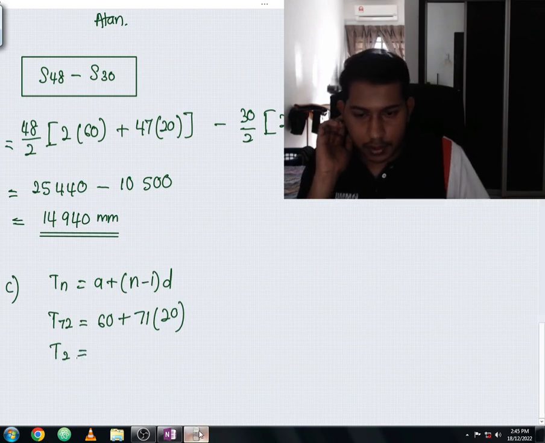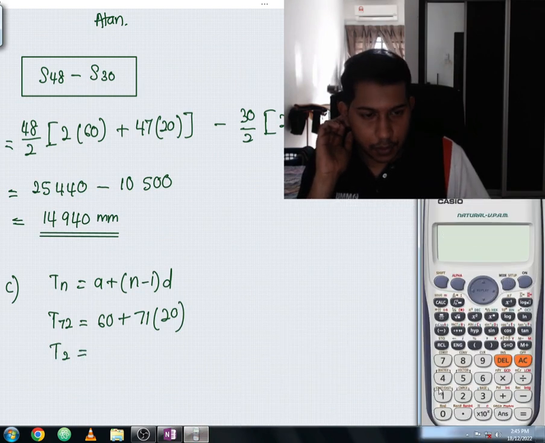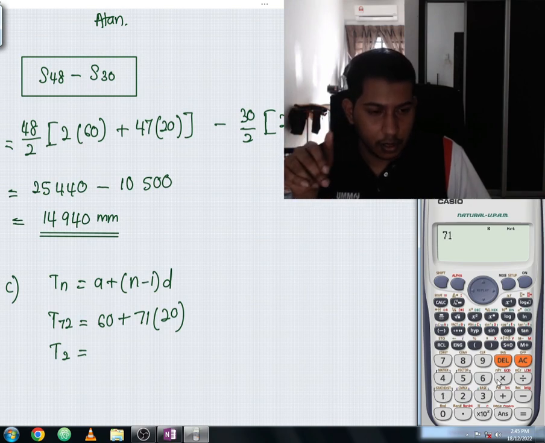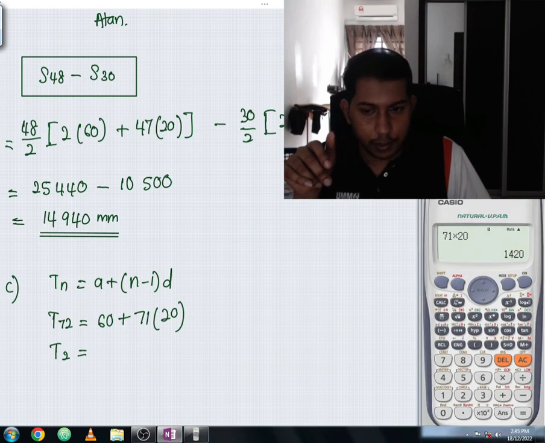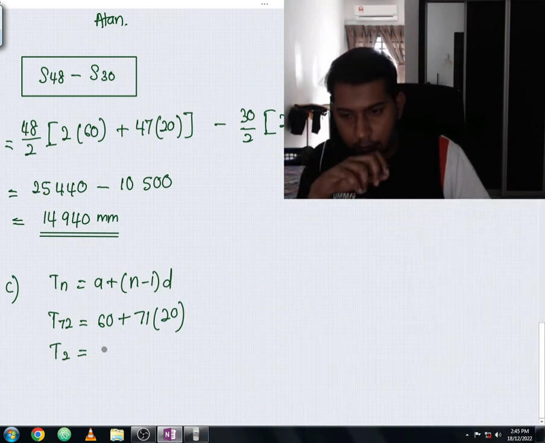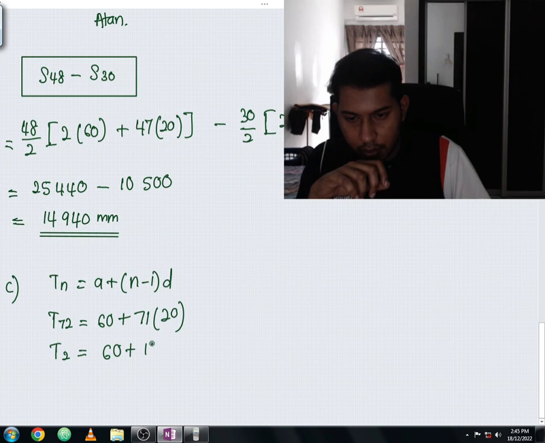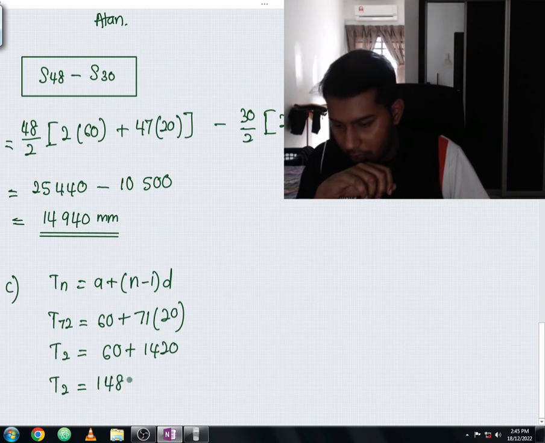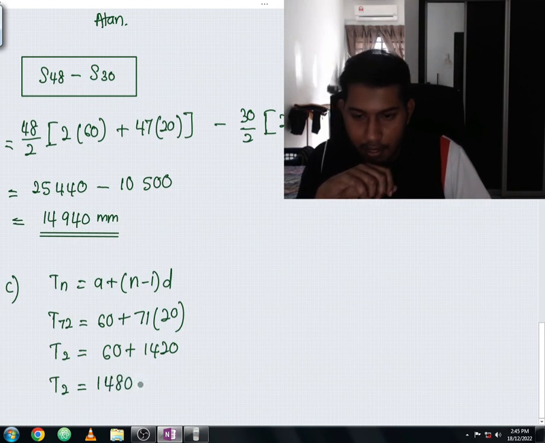Okay, calculate this. So in this case 71 times 20, oops, I didn't notice the 7 didn't appear. Okay, 71 times 20, 1420, 60 plus 1420. So from here you get your T2 is equal to 1480 millimeter.